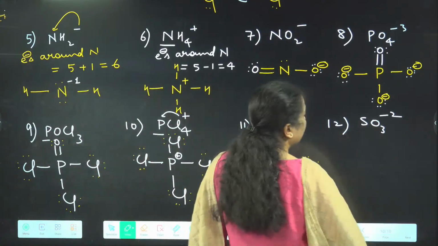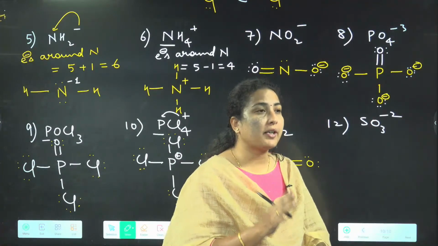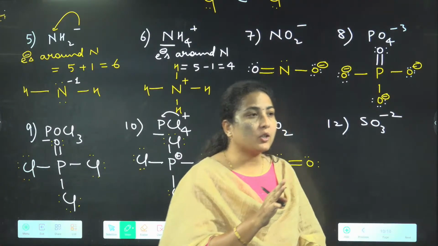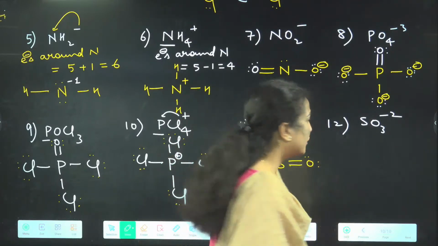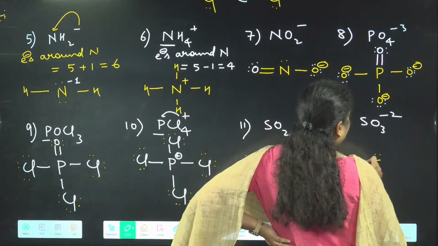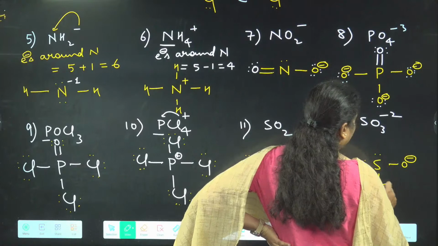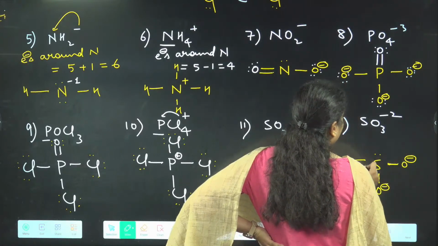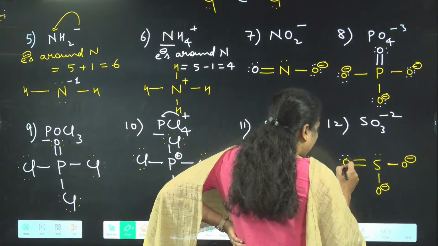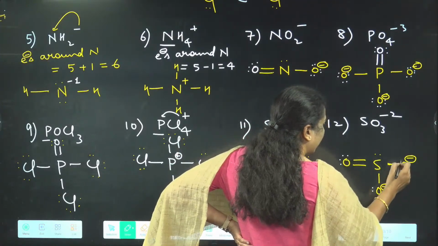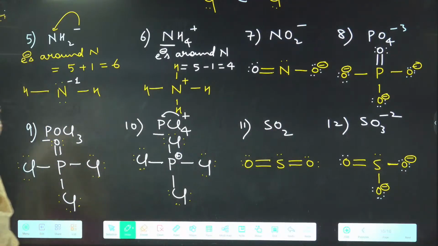When it comes to SO3 minus 2, again be cautious, it is negatively charged. How many oxygens are you having? 3. So from that 3 oxygens, you have to assign minus 2, that means minus 1 to 2 of the oxygens. So around sulfur, this is 1, 2, 3, 4, 5, 6. So you make one O minus, another one is O minus. Now 1 oxygen is remaining. Please make a double bond with that. Now this is the structure. So you just put the lone pairs of electrons to complete the octet. This is the structure of SO3 minus 2.